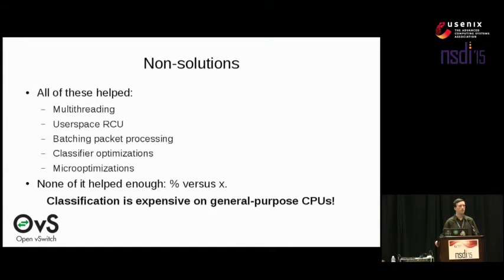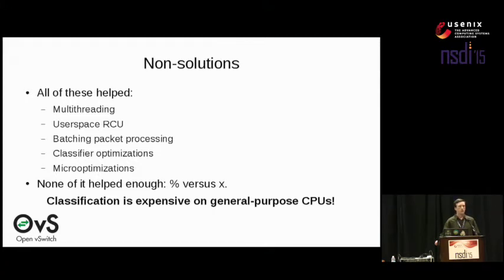So if you added up all of these optimizations that we did, well, it might have helped by, say, 100% or more in terms of packet forwarding performance, but that's not nearly enough. We needed packet forwarding to be, say, 10 times or 100 times faster, not 100%. So the bottom line is that all this classification is expensive on general purpose CPUs, and we needed a better way to do it.